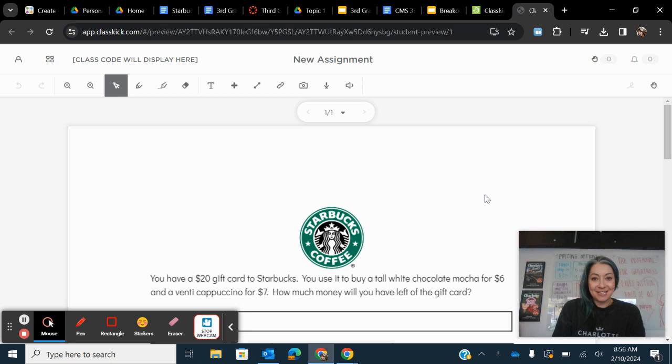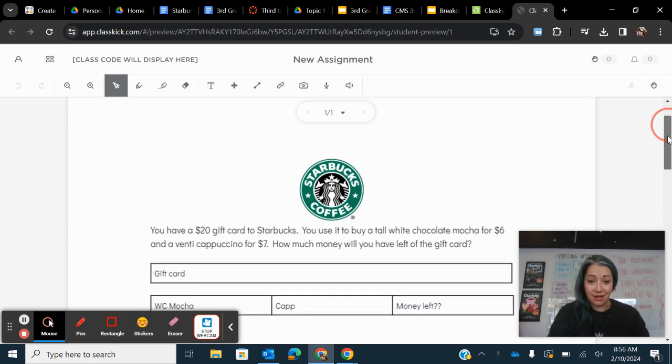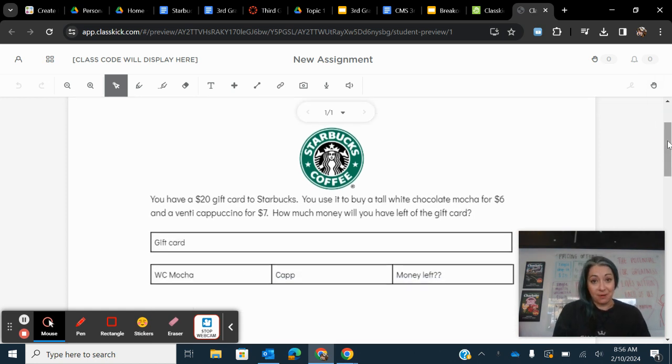Hi, third graders, Miss Whitford here, and I am just going to take a quick moment to show you how we have been using the BAR method to solve multi-step story problems. And you can actually use this method with other story problems as well. I like to describe it kind of as being like a puzzle.